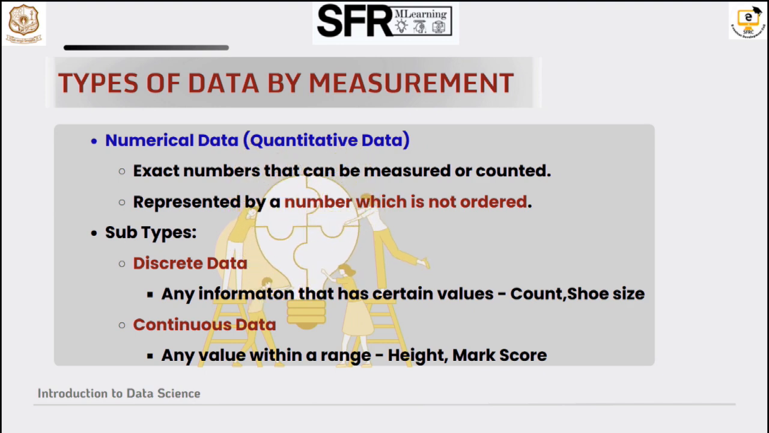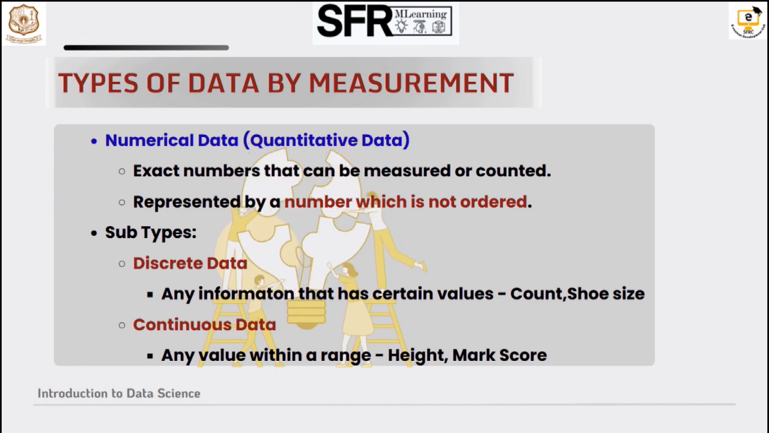One is discrete data. Any information that has certain values is called discrete data. For example, count: if I say my student strength, I will tell you a number like 16 or 17, isn't it? We can't say it as 16.5. It should be some exact number, a certain value. Another example is shoe size. Shoe size may be 7, 8 or 7.5, but it won't be 7.65 or 7.75, it won't be measured like that, isn't it? The certain values may be a whole number or a floating point number, but if it has certainty then it is called discrete data.